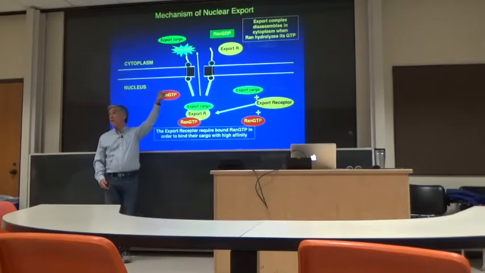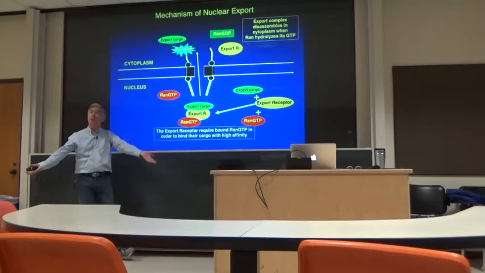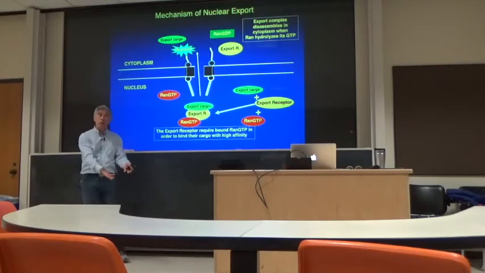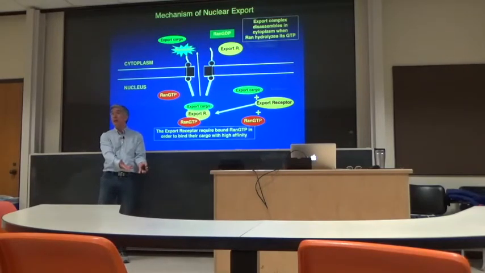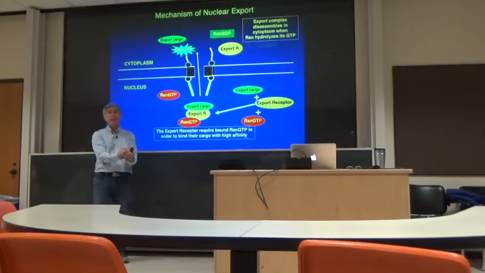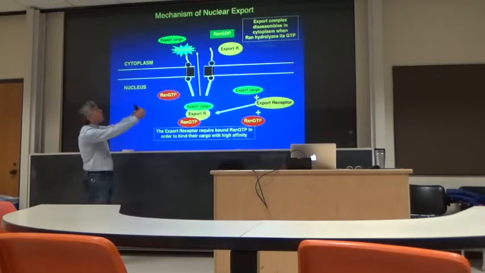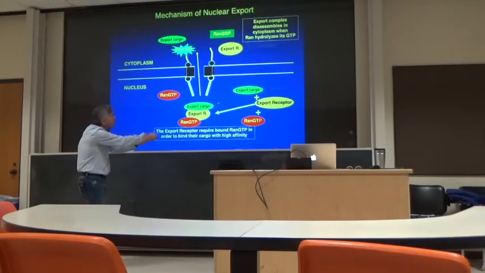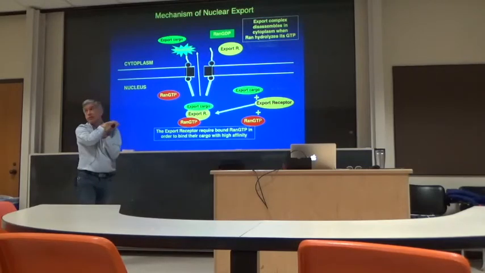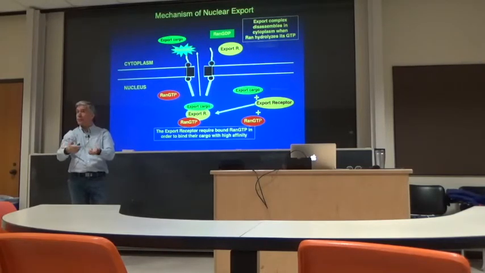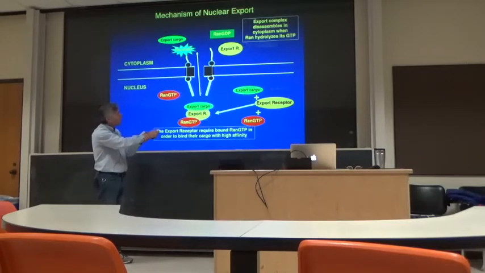When they get to the other side, they will again encounter RAN GAP. RAN GAP will force RAN to hydrolyze its GTP, and because RAN is now in the GDP state, it cannot keep hold of the export receptor. It will let go of it, and the export receptor can no longer bind to its cargo and will let go of it. So the complex dissociates. We have delivered the export cargo to the outside, the protein that we wanted to transport to the outside. We have released the export receptor to do another round of export, by coming back in through diffusion.